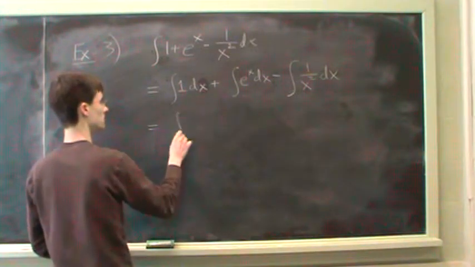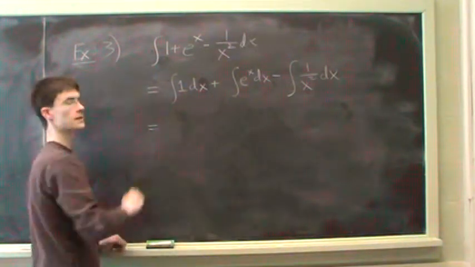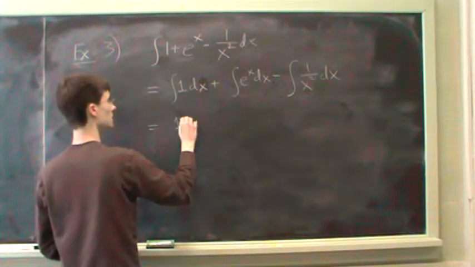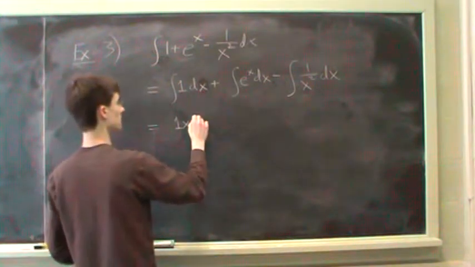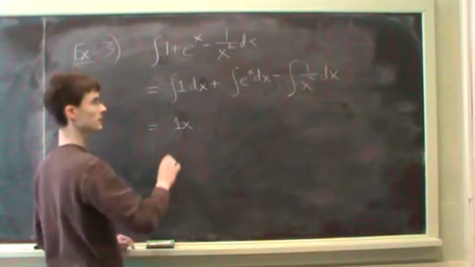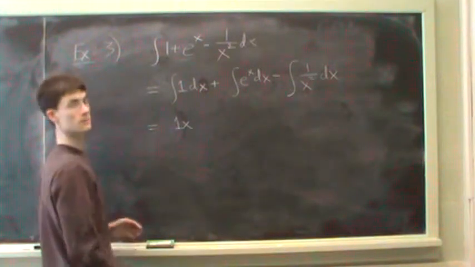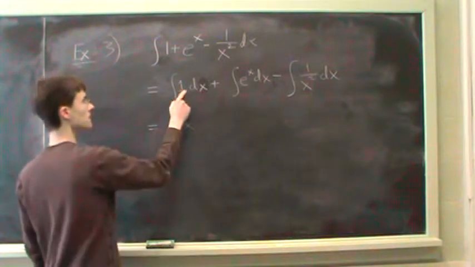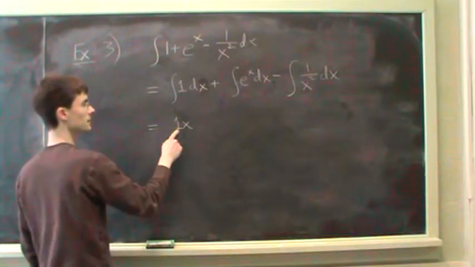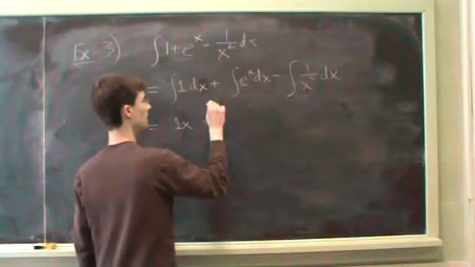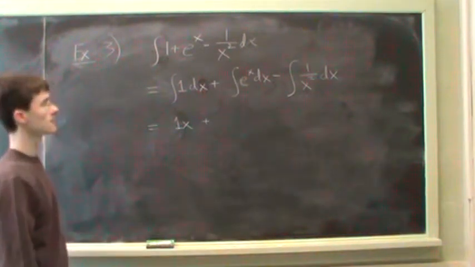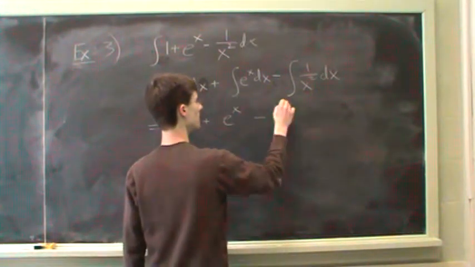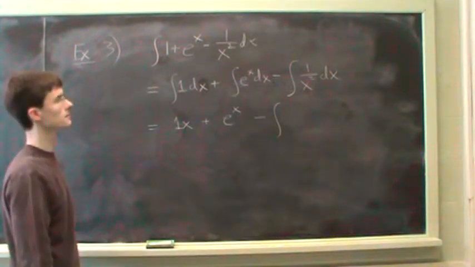Now, the antiderivative of a constant, the constant 1, is just going to be 1 times x plus a constant. I'll put all the constants of integration for each of the 3 parts into one constant. So the antiderivative of 1 dx will be 1x. And we learned that the antiderivative of the exponential function is just going to be the exponential. And now this last one is a little trickier.